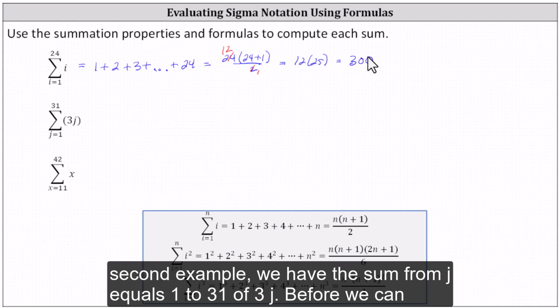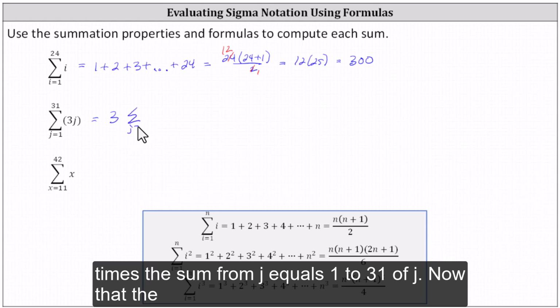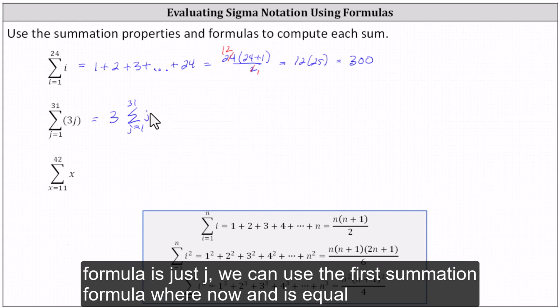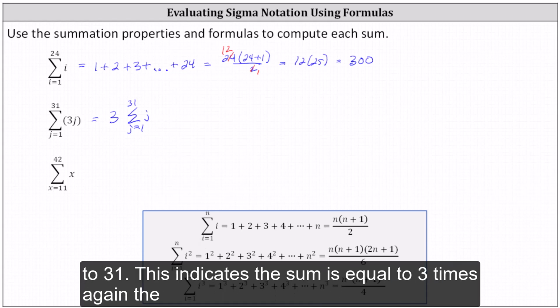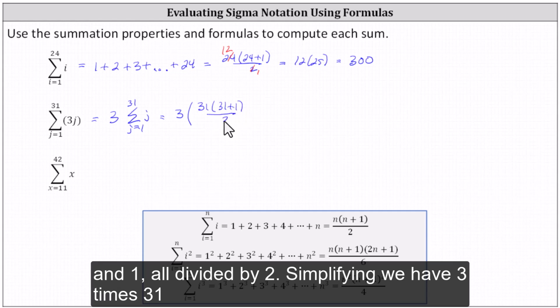For the second example, we have the sum from j equals 1 to 31 of 3j. Before we can apply the summation formula here, we need to factor out the 3 and write this as 3 times the sum from j equals 1 to 31 of j. Now that the formula is just j, we can use the first summation formula where now n is equal to 31. This indicates the sum is equal to 3 times, again, the sum from j equals 1 to 31 of j is equal to 31 times the sum of 31 and 1 all divided by 2.